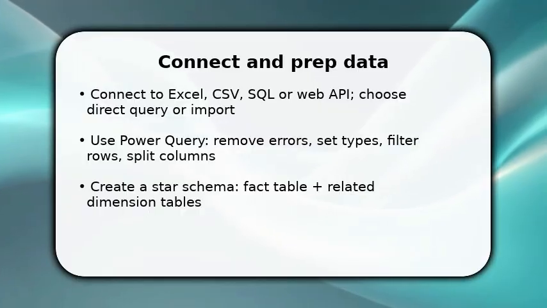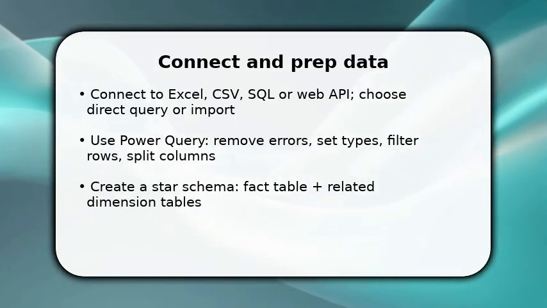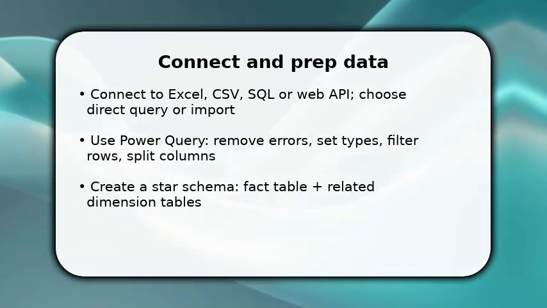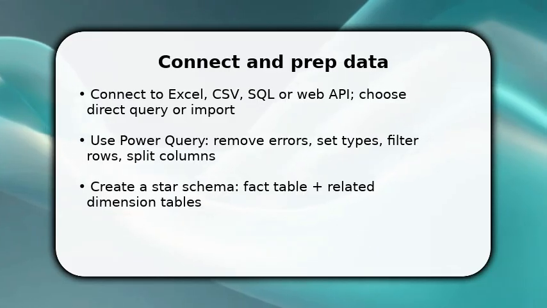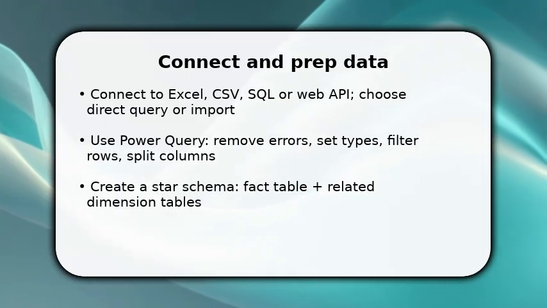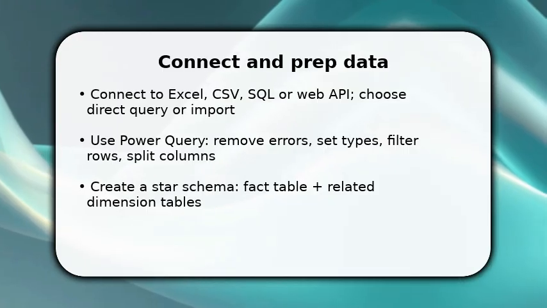You start by connecting your data source and acting quickly. Choose Import if you need speed, direct query for live data. In Power Query, remove errors, set correct data types, and filter unnecessary rows so visuals stay responsive. Once done, split compound columns and promote headers. This avoids messy joins later.